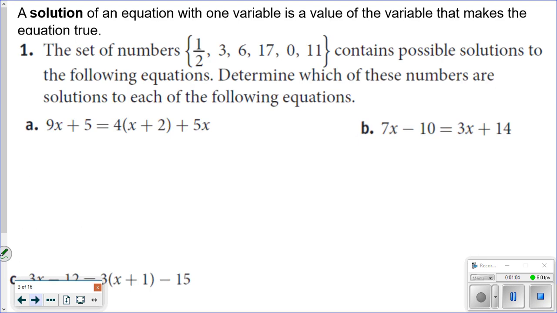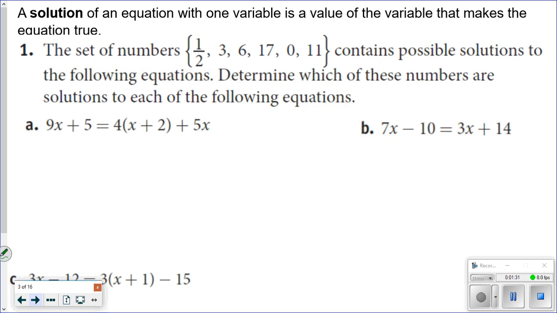So just a reminder of a vocab term, a solution of an equation with one variable is a number for that variable that makes the equation true. So we're going to take a look at questions A, B, and C, and we're going to move away from the directions in this question a little bit just to make it somewhat easier or simpler for us.